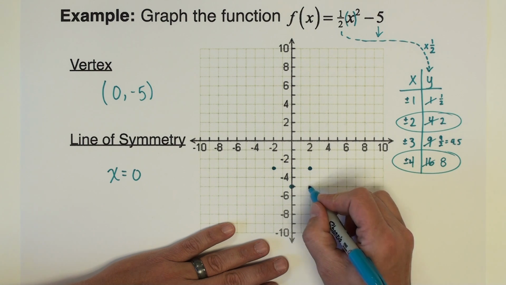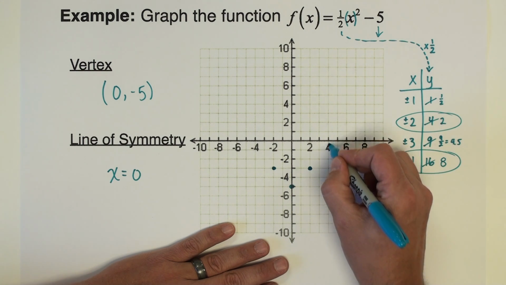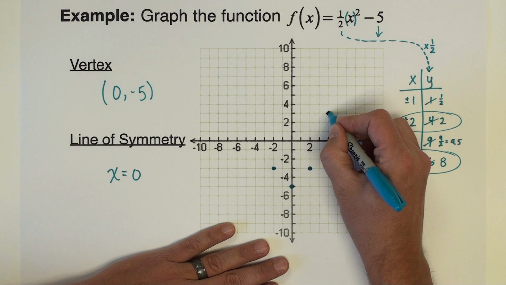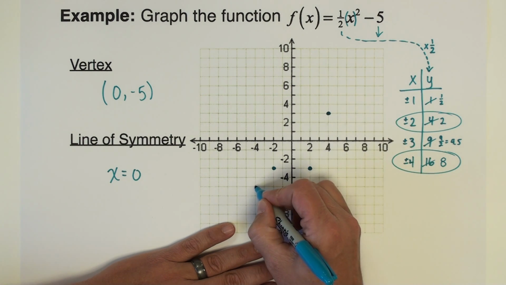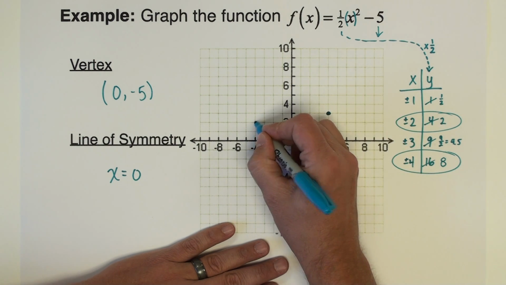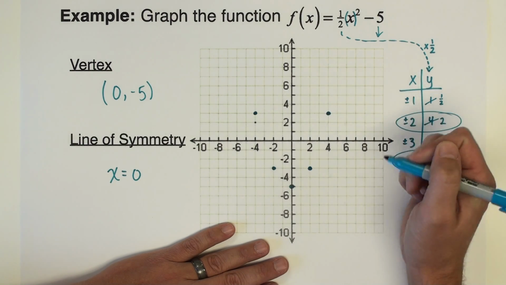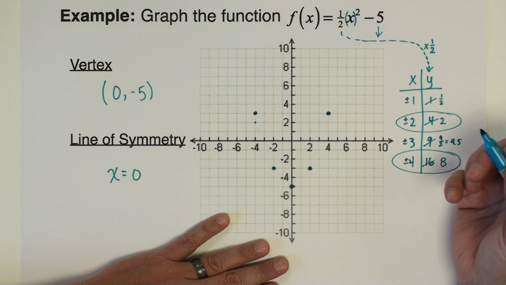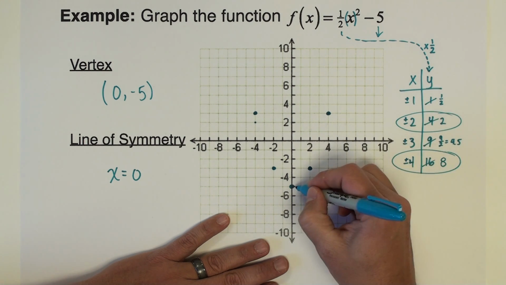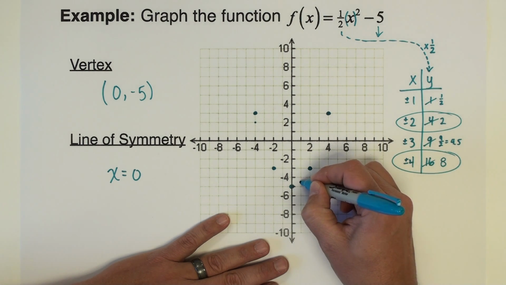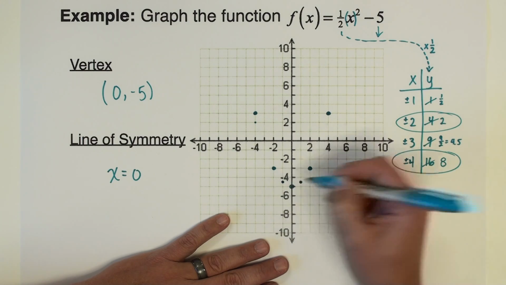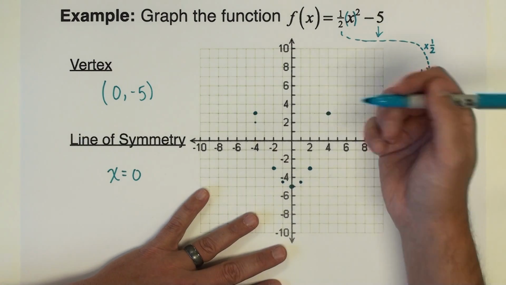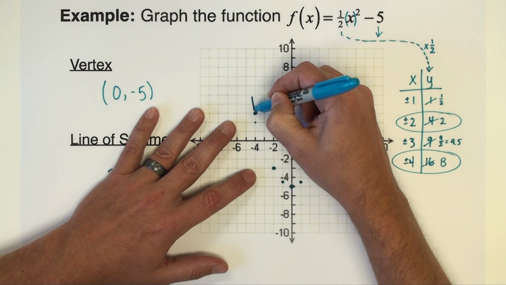So from the vertex, 1, 2, 3, 4, and then count your way up 8, and then negative 4, up 8. One more up to there. If you want to do more points, you can do more points. You know, if I want to do 1 and a half, I can go 1 and a half. I can put that there, put that there. So that's up to you, but you get 5 points, that's probably enough.